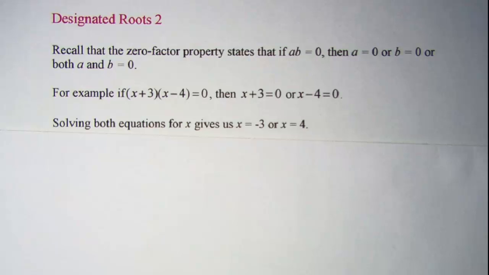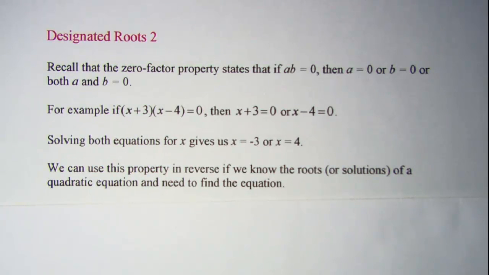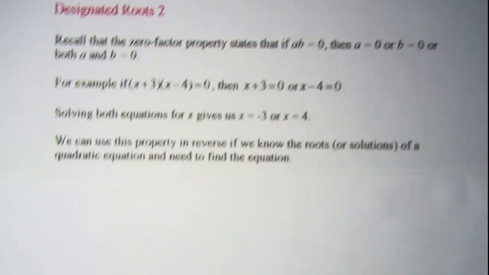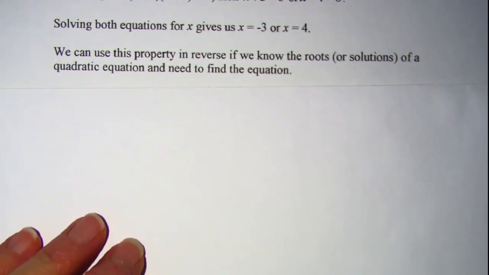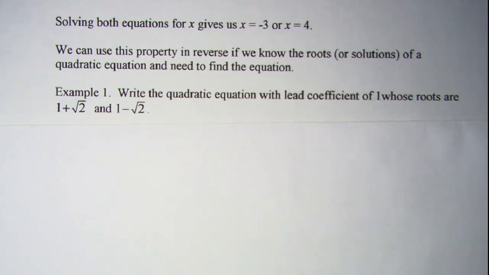Well, we can use this zero factor property in reverse to find an equation if we know the roots or the solutions of the equation. Our example is: write the quadratic equation with the lead coefficient of 1, whose roots are 1 plus the square root of 2 and 1 minus the square root of 2.